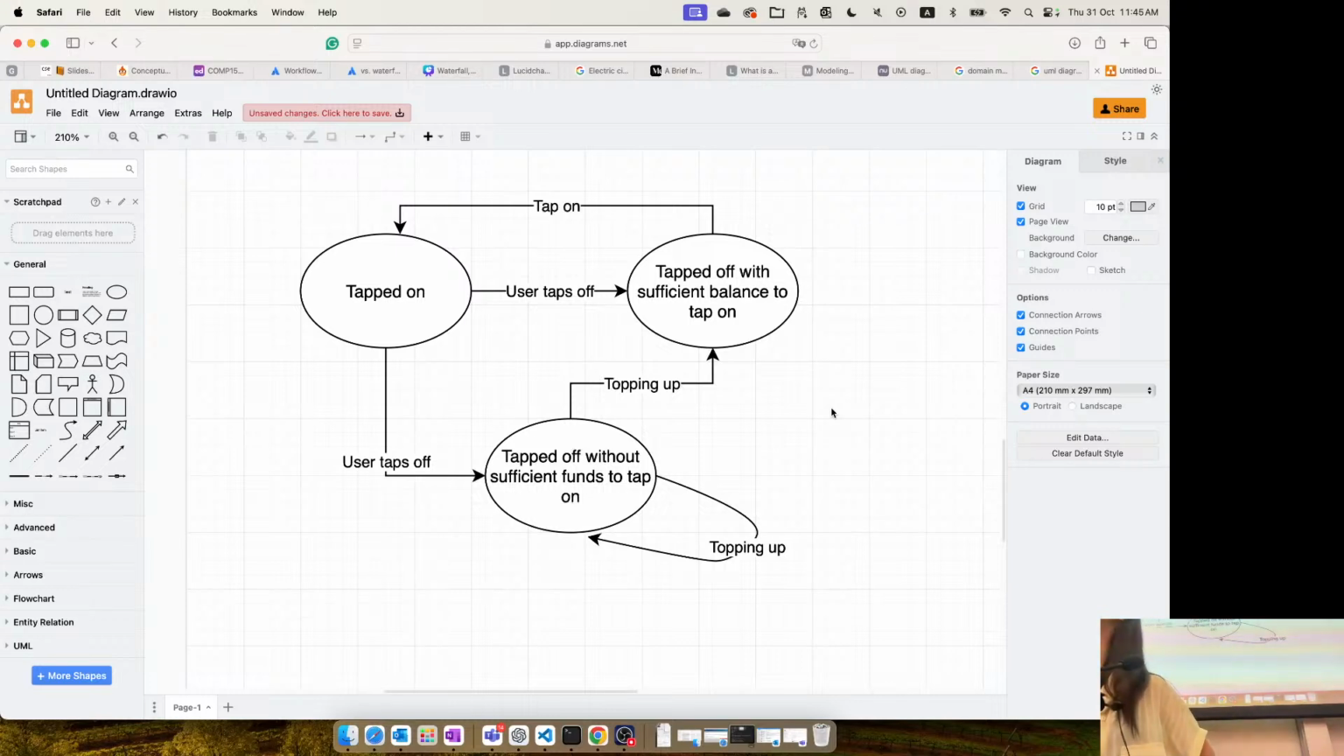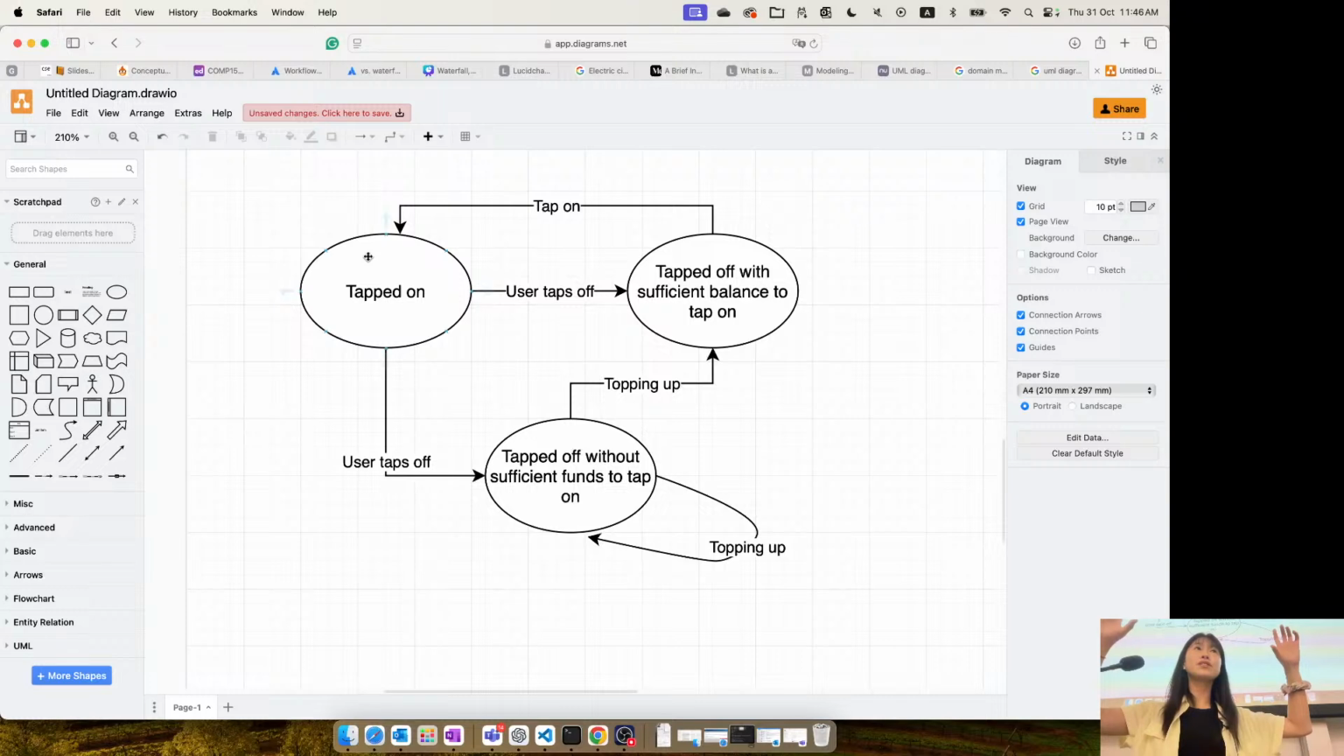So the transition arrows can have the same names? Like how it's topping up twice? Yes, they can have the same names. And what about the circle and the arrow? Can they both have the same name?